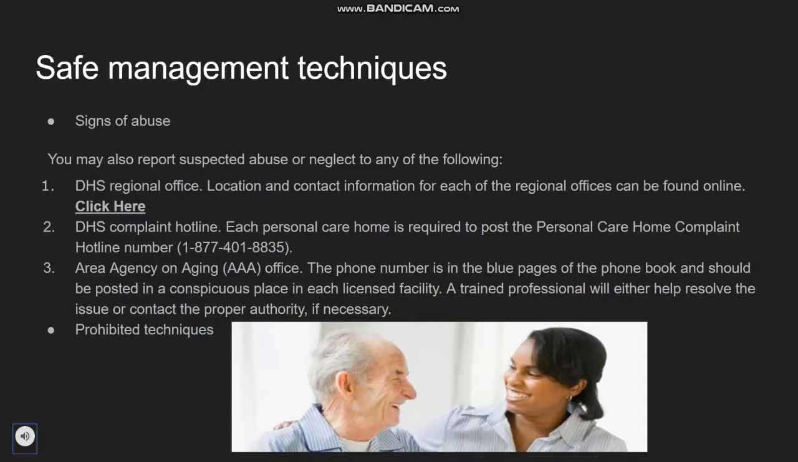You may also report suspected abuse or neglect to any of the following. Number one, you can report the suspected abuse to Department of Homeland Security. Their information is provided if you click below. You can report abuse to DHS complaint hotline. The phone number is given below. You can also report abuse to your area agency on aging office.